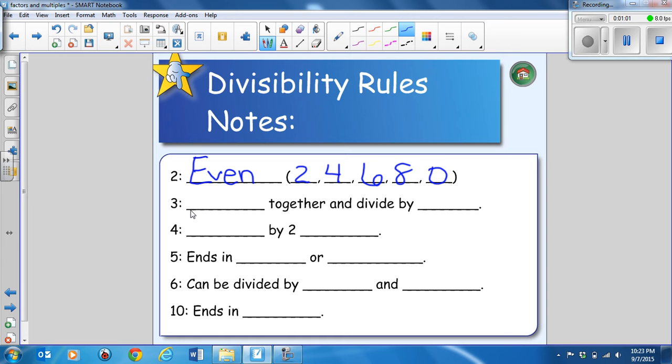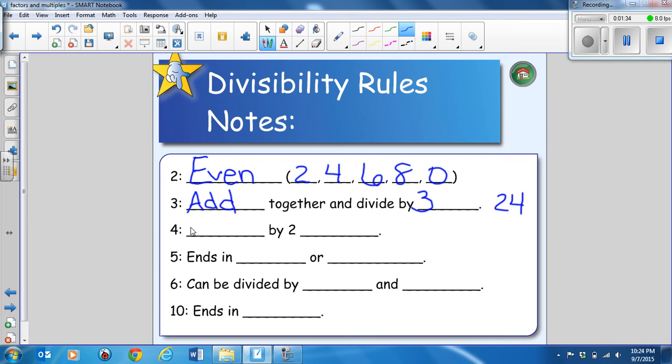3. You can divide by 3 if you can add the numbers together and then divide them by 3. So a number is divisible by 3 if you can add the numbers together and divide by 3. So an example, 24. If I say 2 plus 4, that's going to give me 6, and we can say 6 divided by 3. So we can divide 24 divided by 3. 24 divided by 3 is 8, so it is divisible by 3.